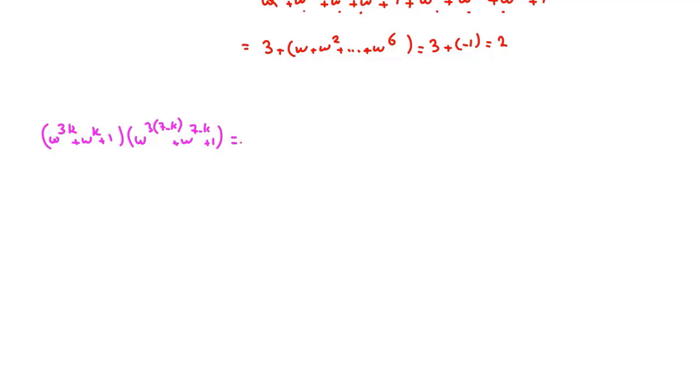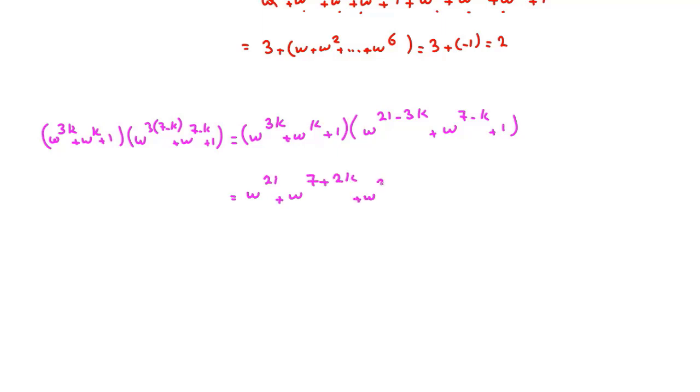And let's analyze this. W, it will be what? W3k plus WK plus 1 times W21 minus 3k plus W7 minus k plus 1. So let's calculate it. W3k to each of them, the next one is W21, the next one is W7 plus 2k plus W3k. And when we multiply WK, it will be W21 minus 3k will be 21 minus 2k. The next one is W to the 7, the next one is W to the k. The last one is 1.